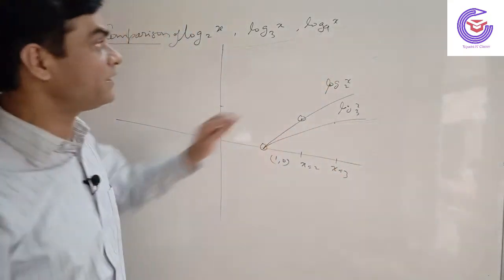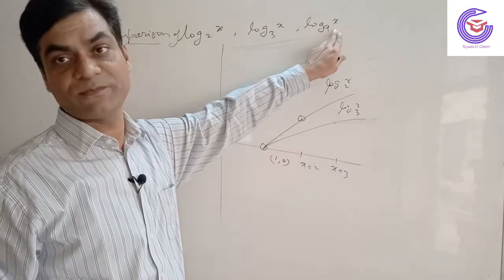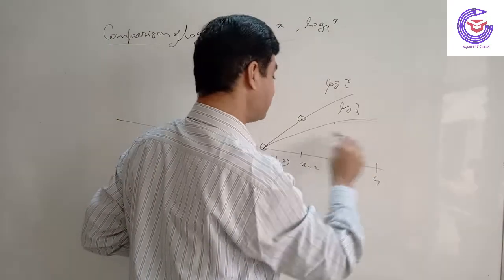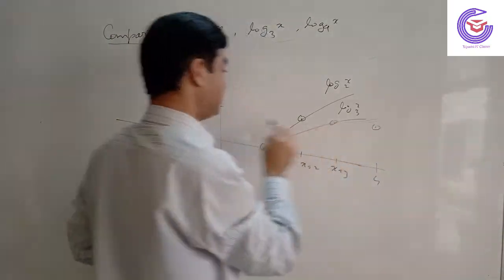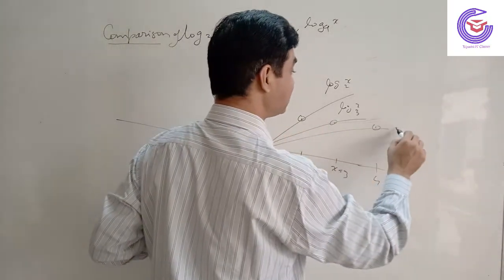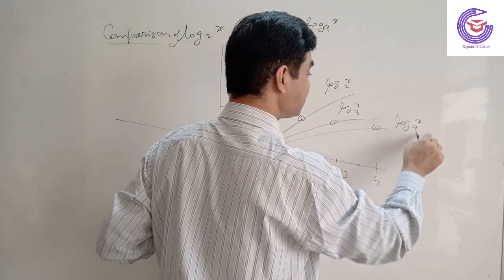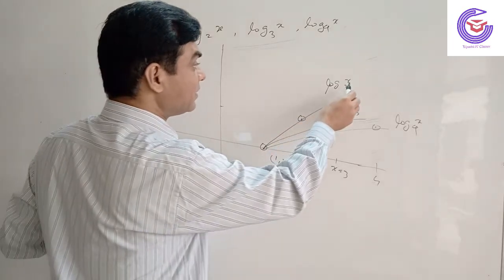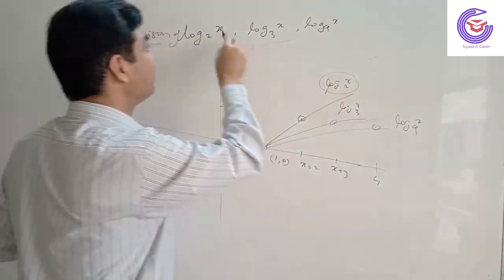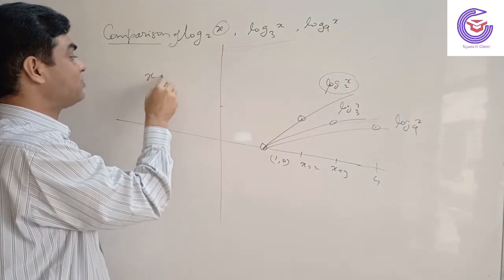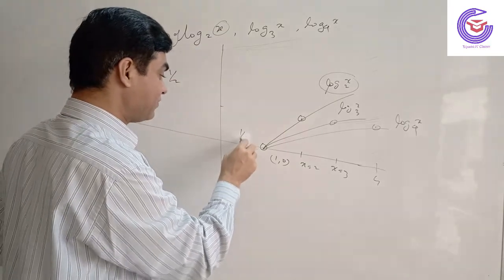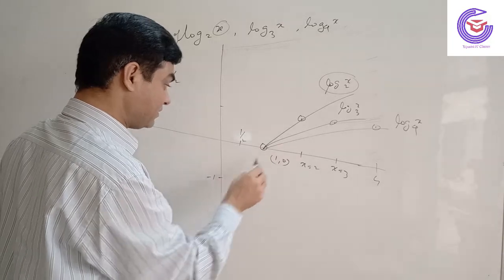In this case, what happens? When x is 4, log 4 base 4 is 1, so this will pass through here. The third one is your log x base 4. On the reverse side, suppose you put x equal to half, this will give minus 1. So for half, this is giving minus 1.